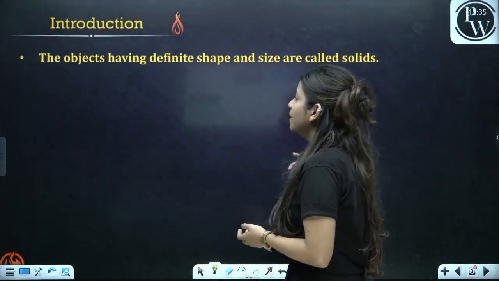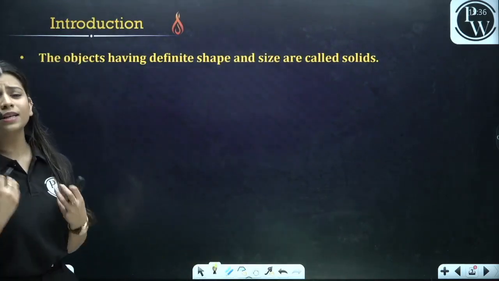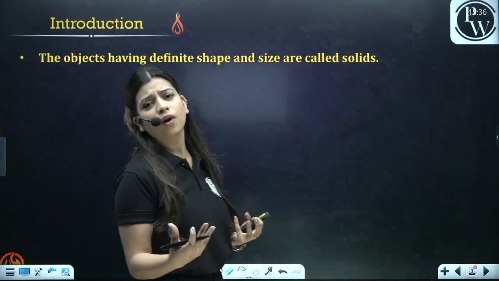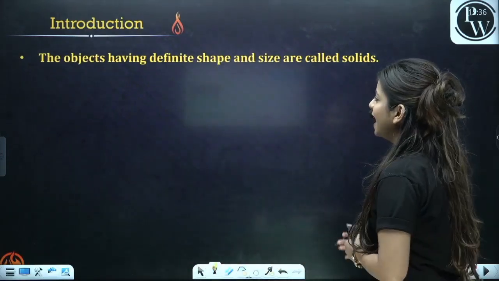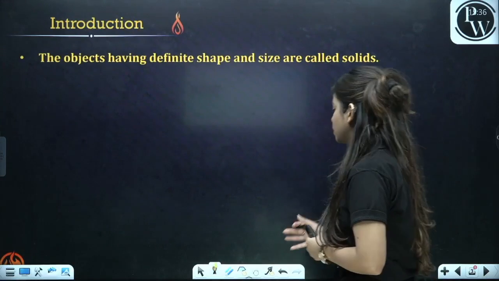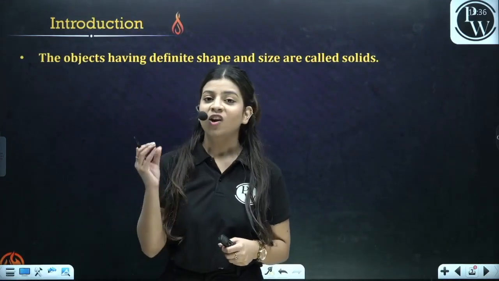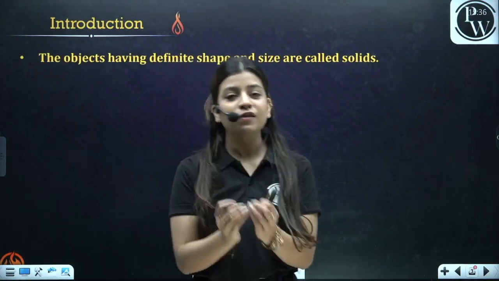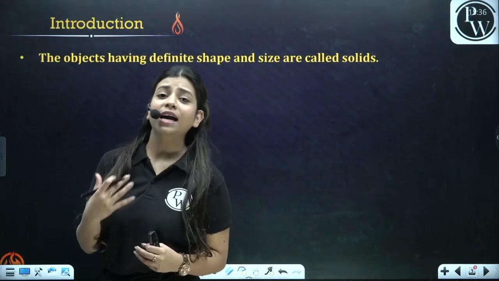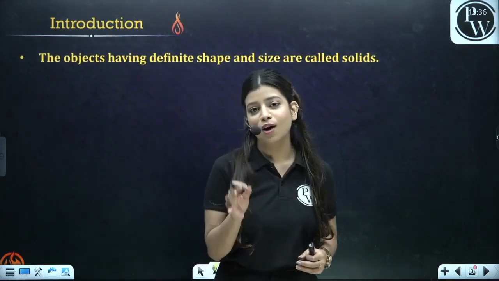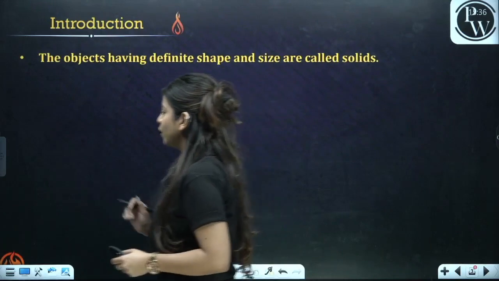So if we talk about the introduction to the chapter, what is surface area? What is volume? Let us learn about the difference. The objects having definite shape and size are called solids. So in this particular chapter, we are going to find the surface area, the volume, the curved surface area, or we can say the total surface area of a particular figure. All right, let me show you a bottle.